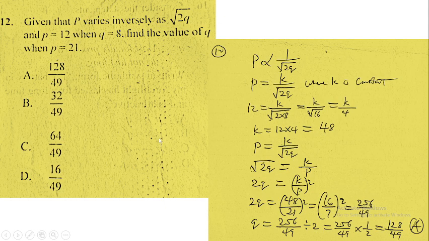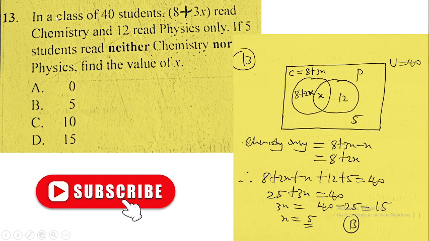I hope you enjoyed this video and you are following as we solve the WAEC GCE General Mathematics objective questions systematically. We just concluded question number 12. Now we are going to question number 13. Question number 13 is on sets, and it's on a Venn diagram.